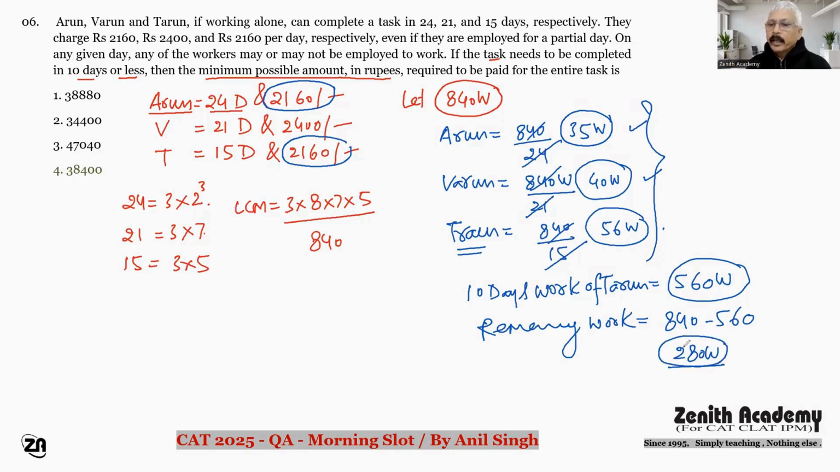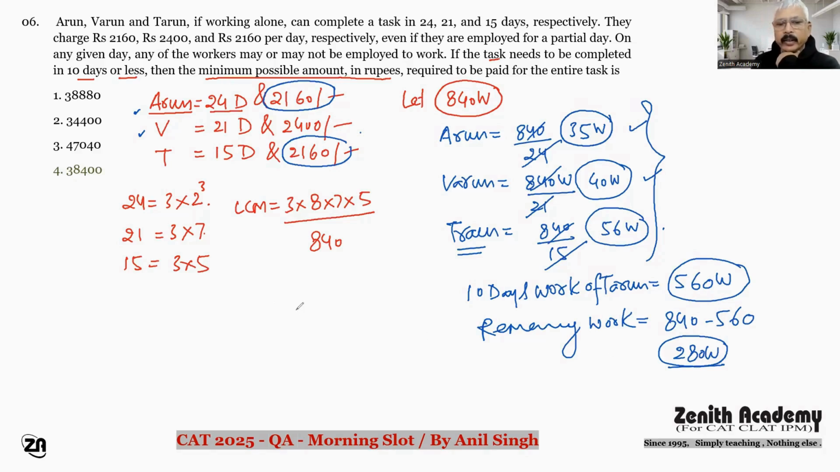So this 280 work is to be finished by whom? Arun or Varun? Look here. Varun charges 2400 rupees daily and Arun charges 2160 rupees. Definitely Arun is cheaper than Varun, right? His cost is cheaper than Varun. But the point is, here we have to find the minimum possible amount.